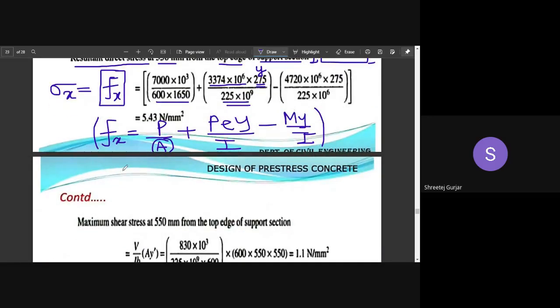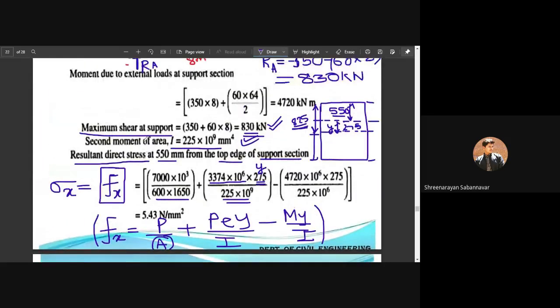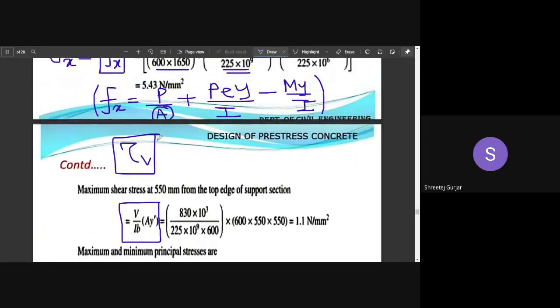Okay. Now what we need to substitute, we need tau V. This particular tau V can be found out by the formula V A y bar by I B. All the things are known. Fy is 0, right? There is no vertical pre-stress present. Only horizontal pre-stress is there. So Fy is 0. Tau V, we know the formula V A y bar by I B. Everything is known here.